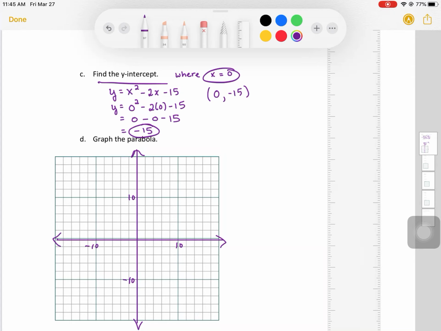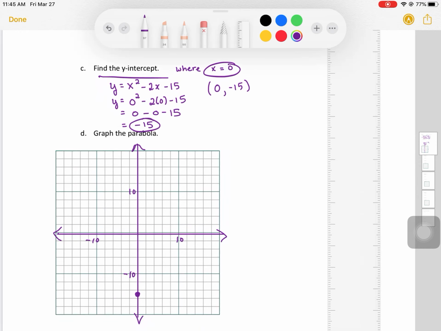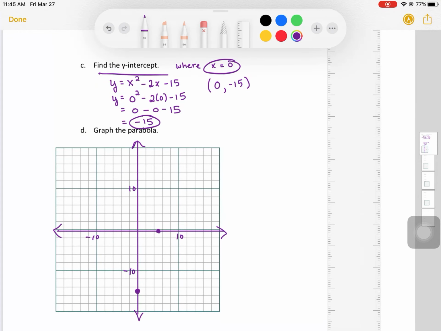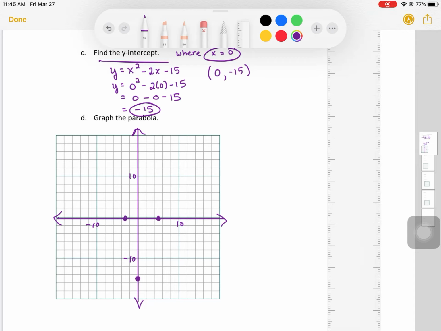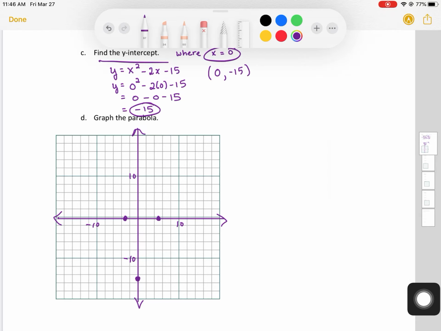So when I go ahead and draw this in, I have my y-intercept at (0, negative 15), right here. My x-intercepts were at (5, 0) and then again at (negative 3, 0). Now here's the thing, it looks like this parabola will take this shape, but what I really need to understand and know is where that vertex falls.